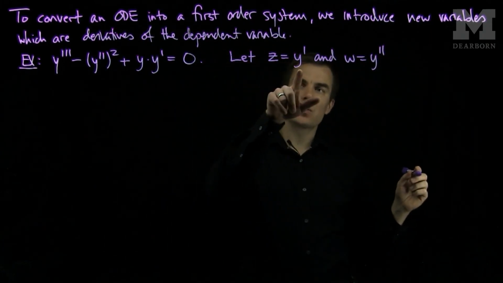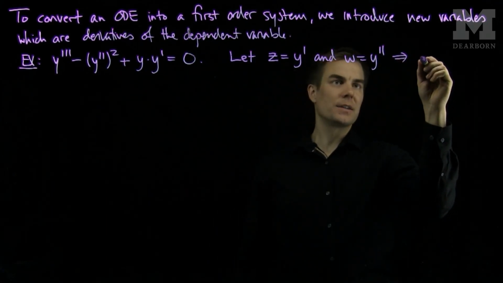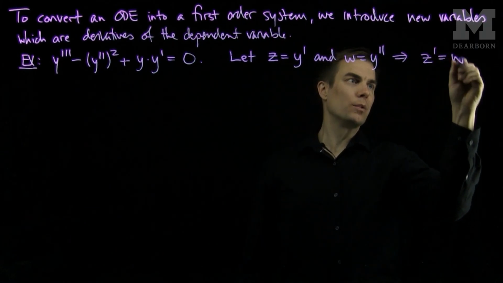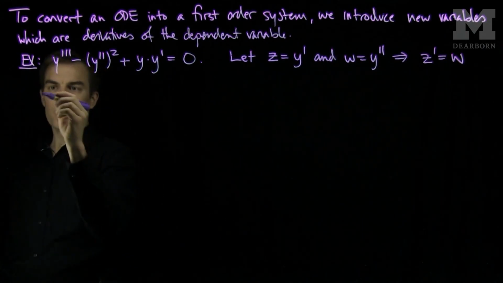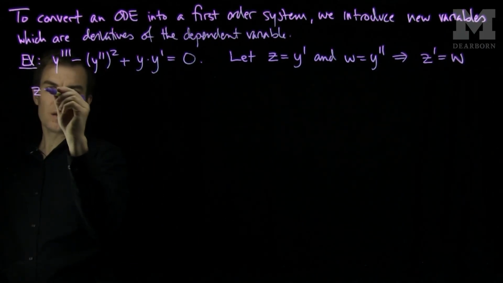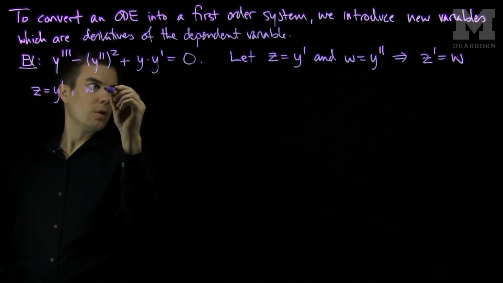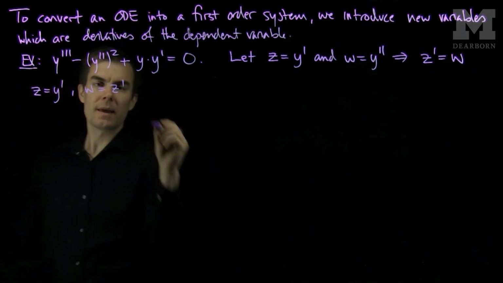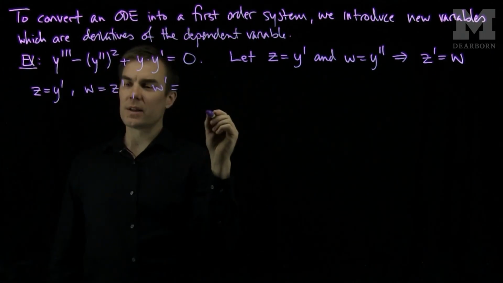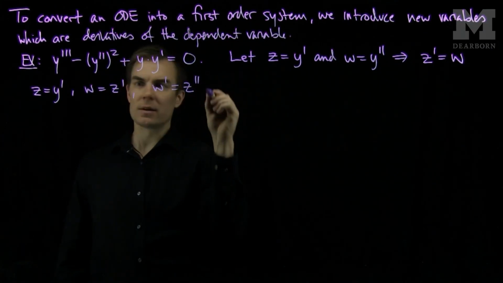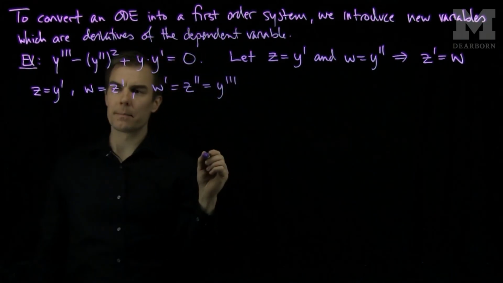Notice now that since z is y prime and w is y double prime, this implies that z prime is equal to w. Now we have a chain of derivatives. We have z, which is y prime, then we have w, which is z prime, and if I do a derivative of w, we see that w prime is z double prime, and z double prime is y triple prime.